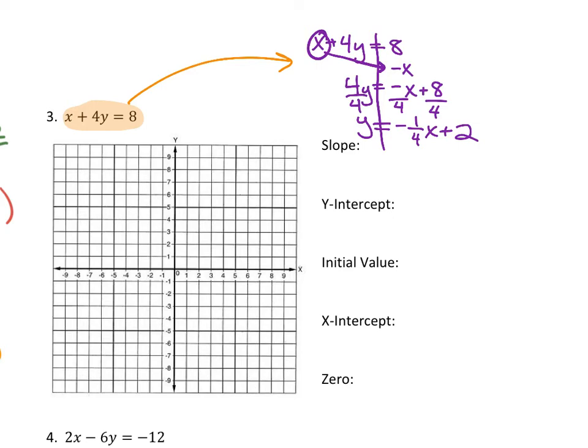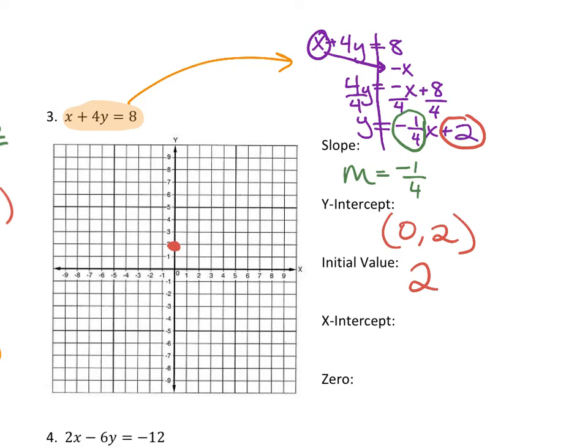Now that it's in y equals mx plus b form, I can start graphing. We start by finding our y-intercept. If the initial value is 2, that means my y-intercept is going to be at the coordinate (0, 2). That's its location on the graph where I begin for this particular graph. Now the slope is the coefficient of the x when it's solved for y. So I'm going to know that my slope is -1/4, which means I'm going to go down 1 and right 4. All right, let's do that.